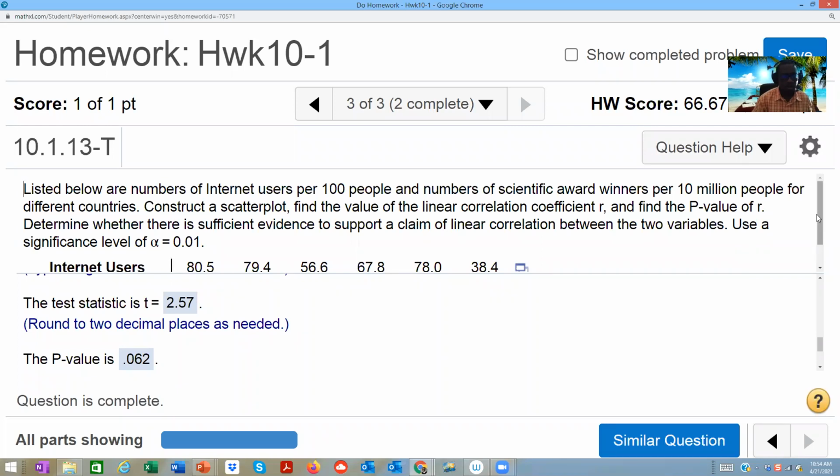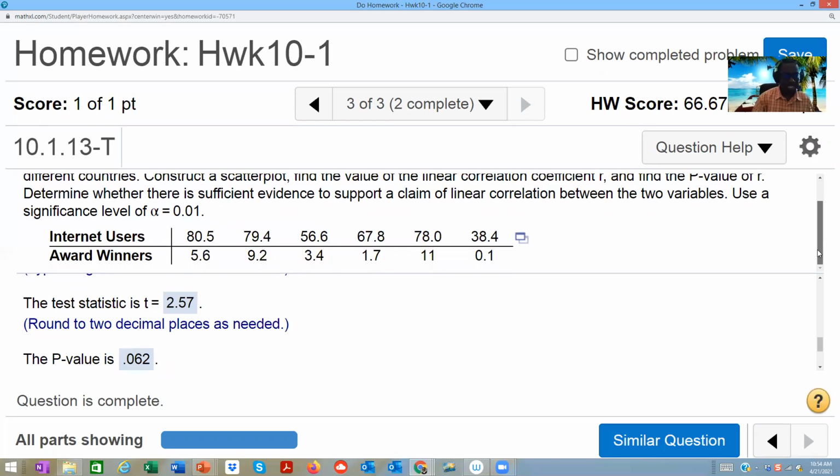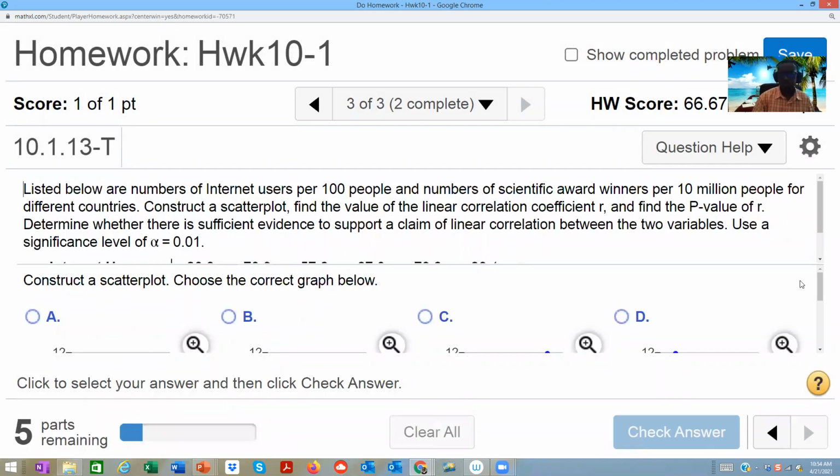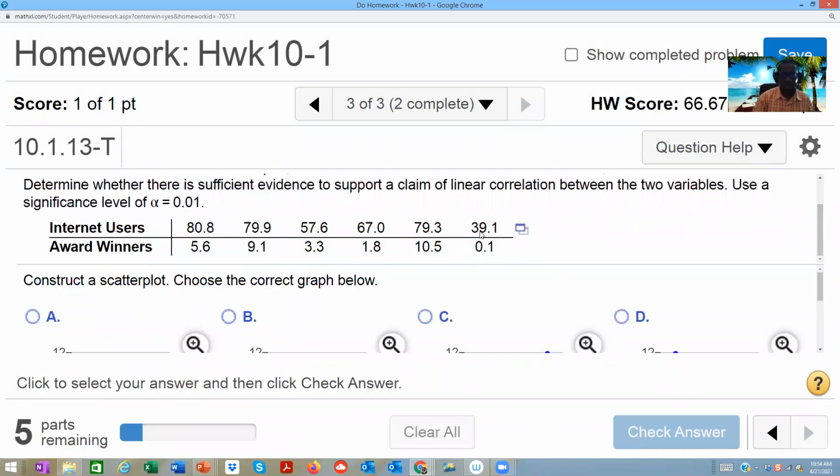That's another example. It says listed below are numbers of internet users per 100 people and numbers of scientific award winners per 10 million people for different countries. Construct a scatter plot, find the value of the linear correlation coefficient r, the p-value, and determine whether there is sufficient evidence to support a claim of linear correlation between the two variables. Use alpha equals 1%. So again, let's try a similar one, because I already solved that one.